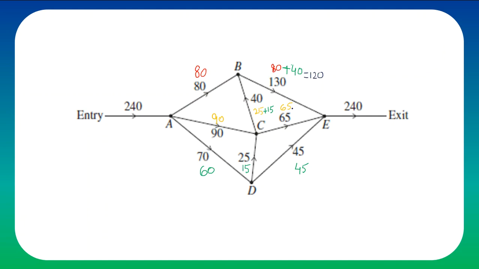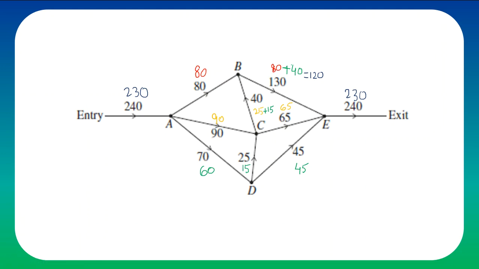Okay, 120 plus 65 plus 45, right? 65 plus 45 is 110, and 110 plus 120 is equal to 230. So 230 can exit, 80 plus 90 plus 60, 230 can enter. So this is the problem. So with this diagram, we have shown that only 230 can be in this museum at any point.